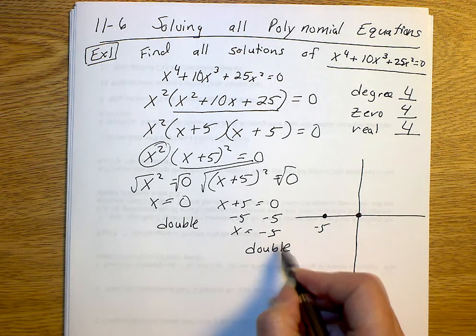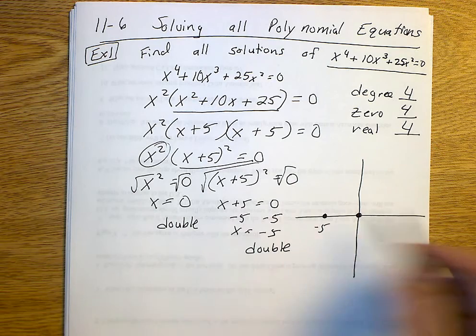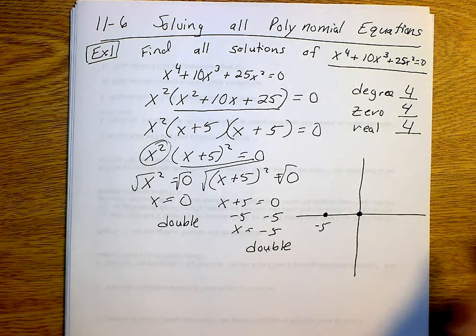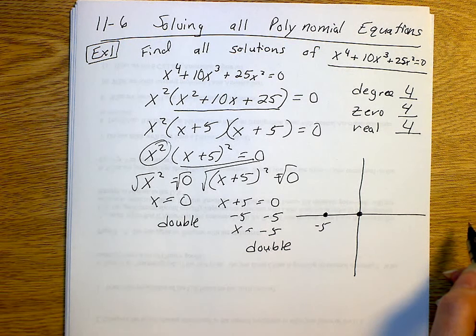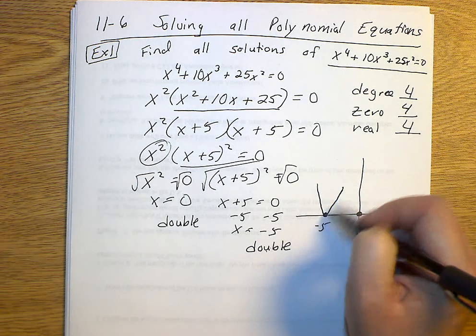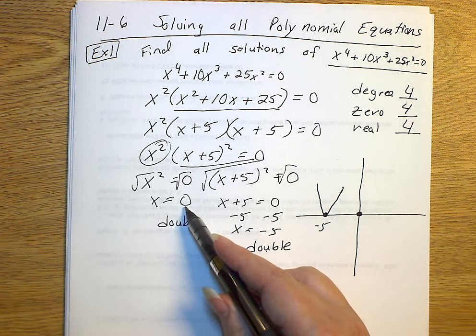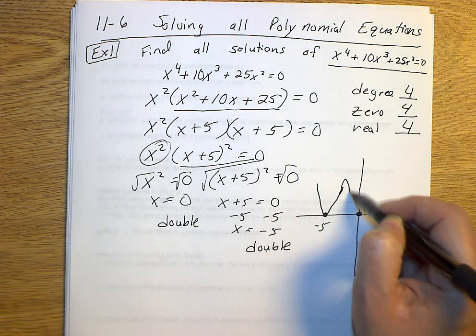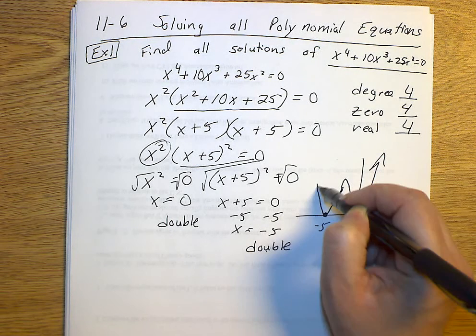At -5, what happens, Brett, since this is a double, what happens when it's a double? It bounces, right. So it bounces at my -5, and what happens at 0, Billy? 0 was a double, so it also bounces. So it's going to come up and it's going to bounce again. So that's what the graph looks like.